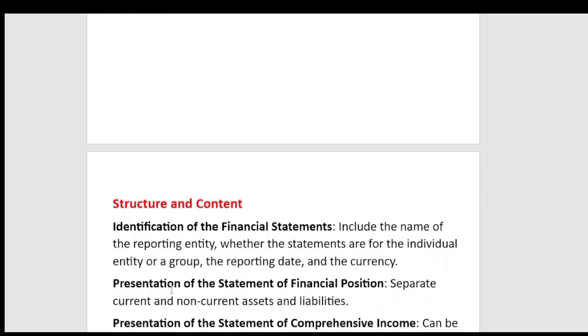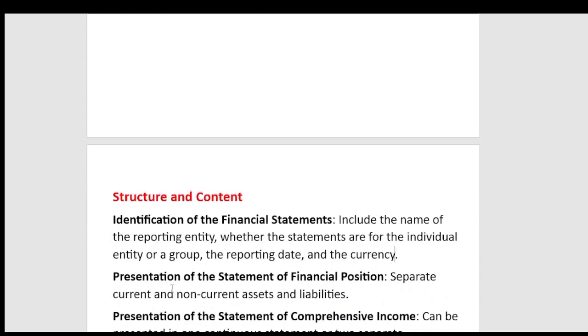Now, structure or content. I'm just digging deep into all you need to know about IAS 1. Identification of the financial statements includes the name of the reporting entity, whether the statements are for an individual entity or a group, the reporting date, and the currency. When you check a financial statement, the first thing you see is the reporting entity, the name of the company that is reporting that financial statement. The next thing you see again is what?